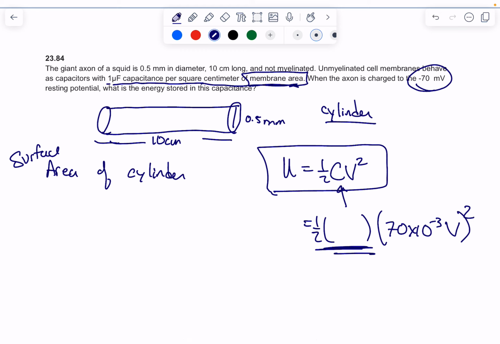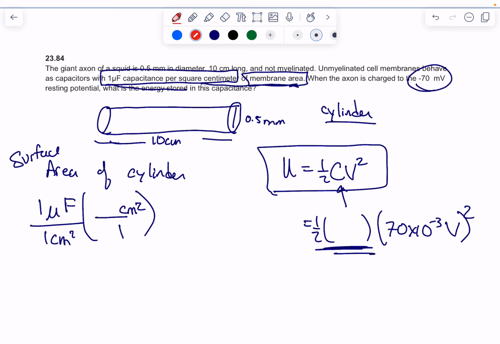And what they gave us is the capacitance per square centimeter. So I know that it's 1 microfarad per 1 centimeter squared. So if I find the centimeters squared, pardon me, then once I know this number, the centimeters squared will cancel, and that will give me C, which will be put in here. Does that make sense? So what I need to do, though, is find the surface area of a cylinder.